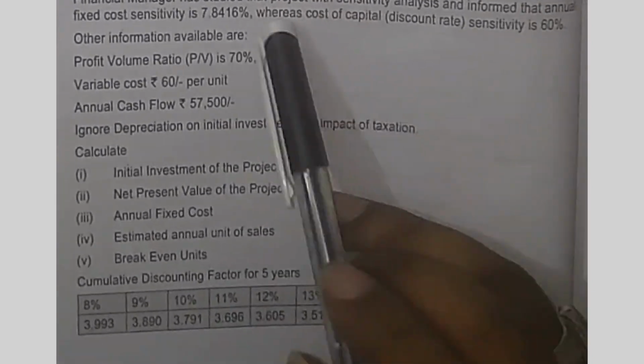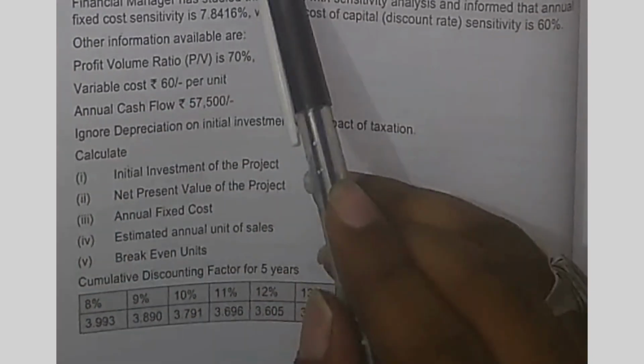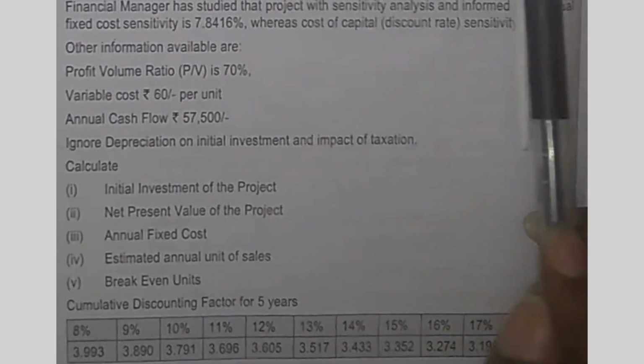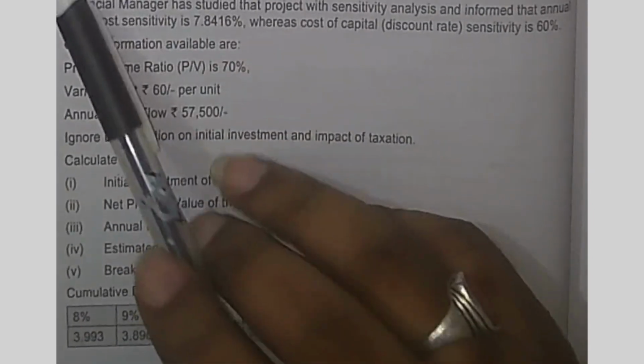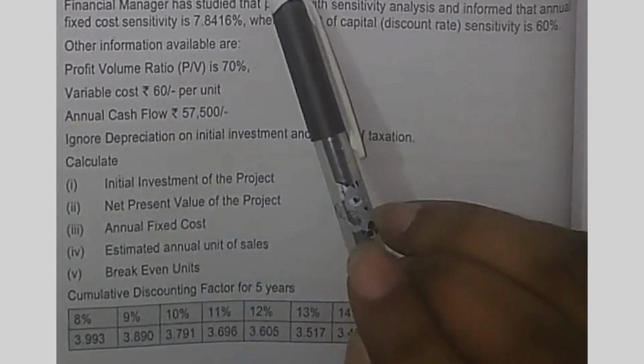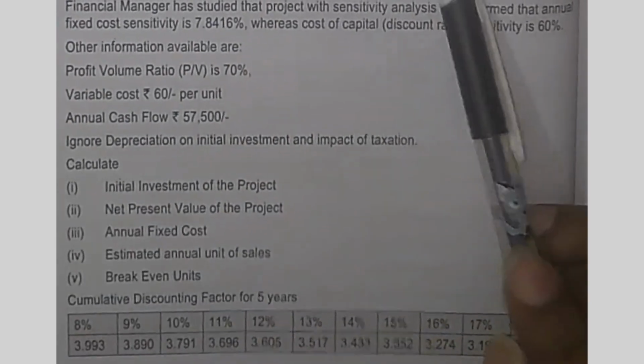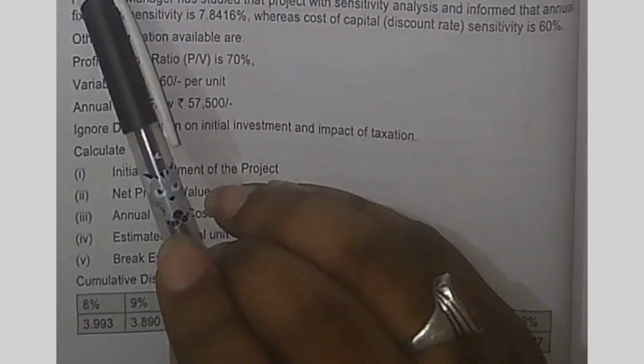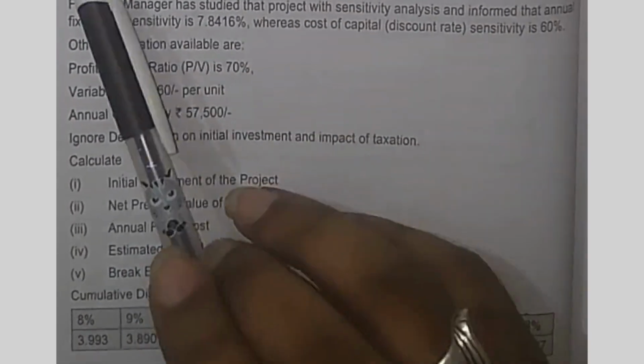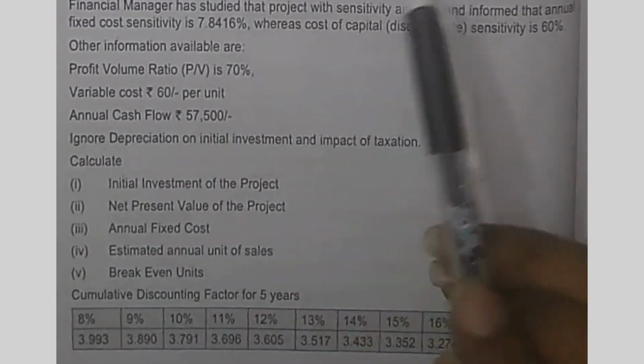Now here, Easygoing Company Limited is considering a new project with an initial investment for a product survival. It is estimated that the IRR of the project is 16% and it has an estimated life of 5 years. So the project period is 5 years and the IRR of the project is 16%.